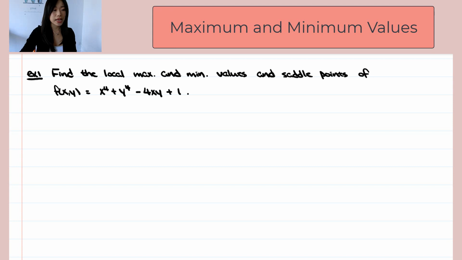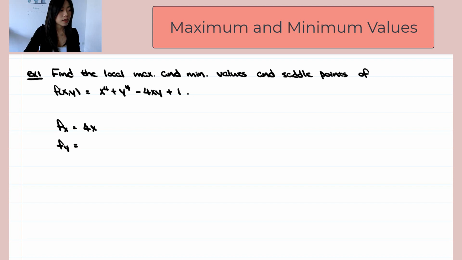To find the max, min, and the saddle points, we need to first find the critical points. That is when the first derivative of the function equals 0. And we have f sub x and f sub y. Both functions have to equal 0 in order to consider the point as a critical point. For f sub x, we get 4 times x cubed minus 4y. And f sub y, we get 4 times y cubed minus 4 times x. And both equal to 0.